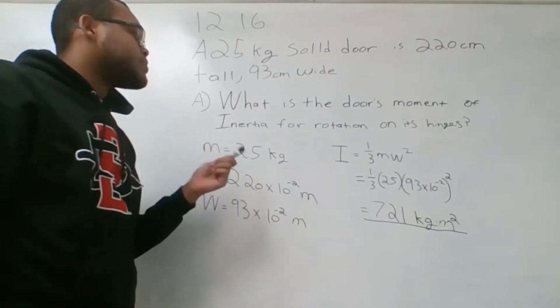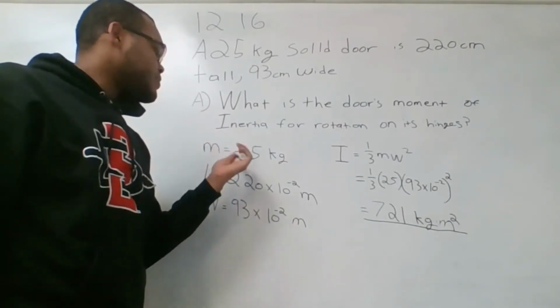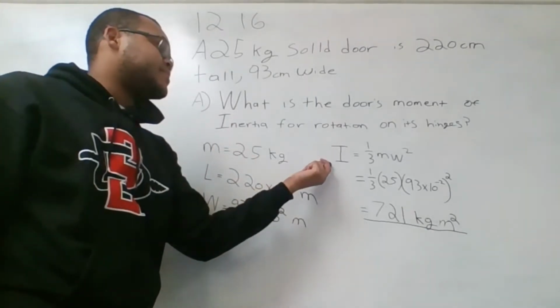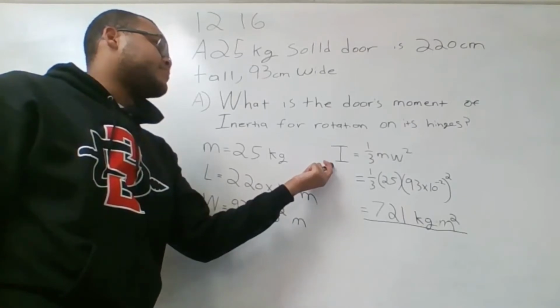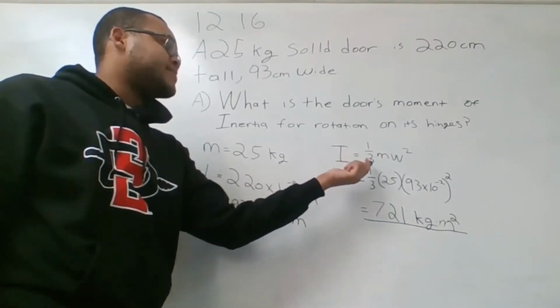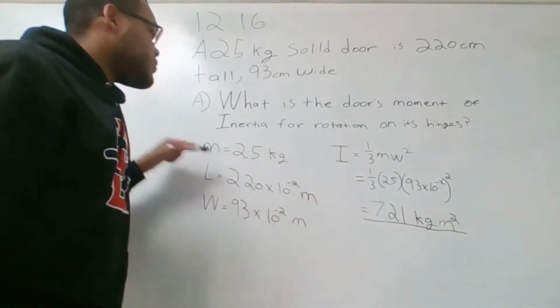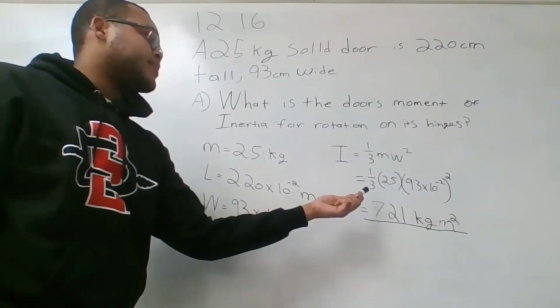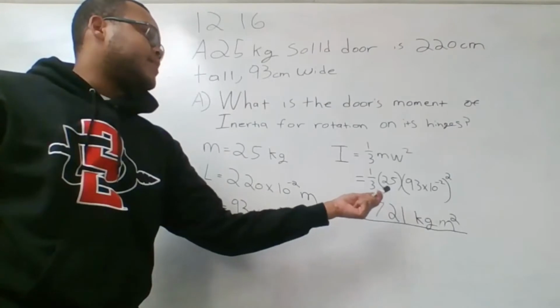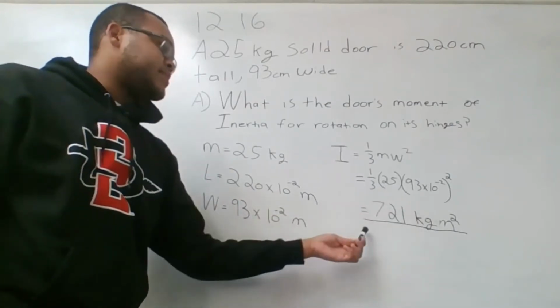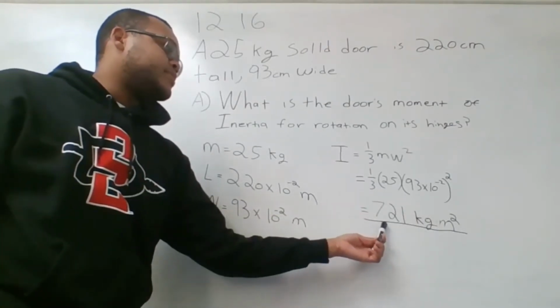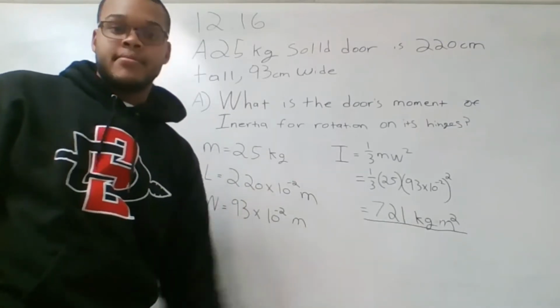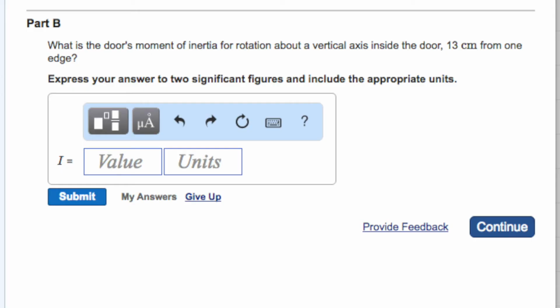But in our case, we're only dealing with the mass and the width, because of the equation given to us for inertia, which is 1/3 times mass times width squared. So all we do is plug in our givens, which is the 25 kilograms and 93 times 10 to the negative 2 squared meters. And so that would give us your answer of 7.21 kilograms times meters squared. Now let's do part B.